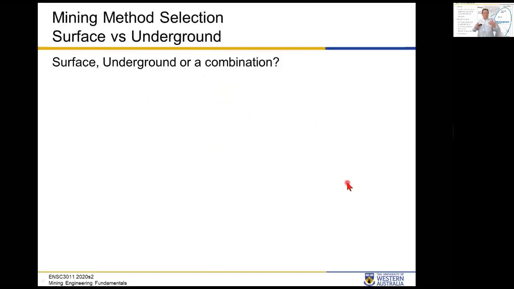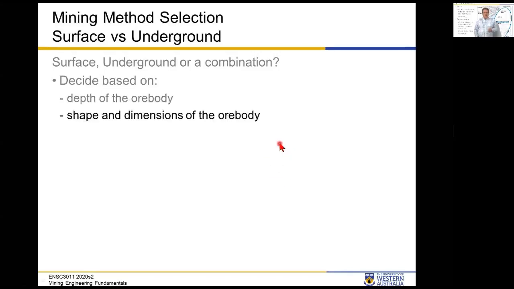So this is the first choice in any mining project, first decision. Do we go surface mine, underground mine, or some sort of combination? We make that decision based on the depth of the ore body. It is the most obvious one, I suppose. If it's 1,000 meters deep, it's probably going to be an underground. If it's 100 meters deep, it's probably going to be a surface mine.